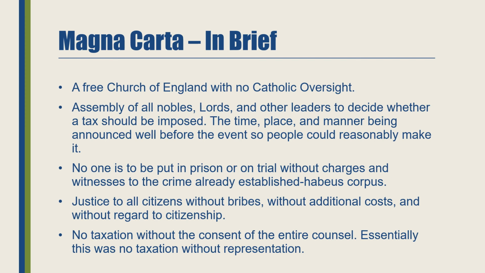You had an assembly of all nobles, lords, and other leaders to decide whether a tax should be imposed. The time, the place, and the manner being announced well before the event, so people could reasonably make it. Like classes, we tell you what time your class is at, how long it will be, and we tell you as much as we can before it happens so you can be to class on time. And we say, all right, you're late to class. We told you 3 months ago, 2 weeks ago, that this is when class is going to be.